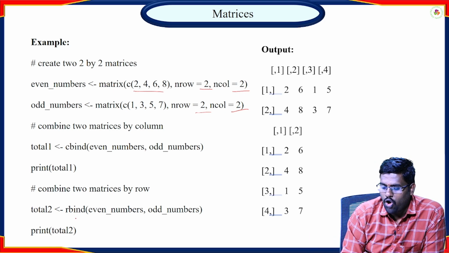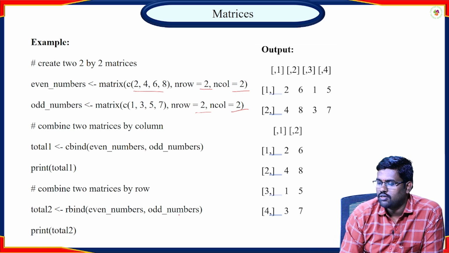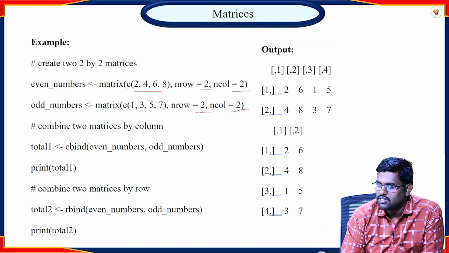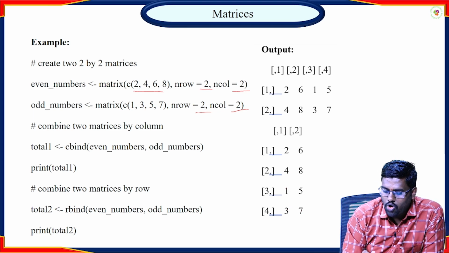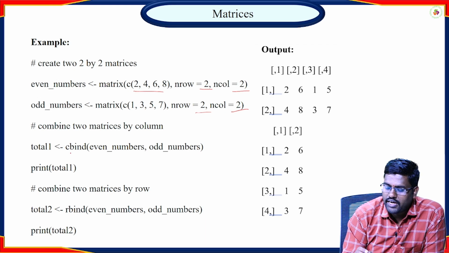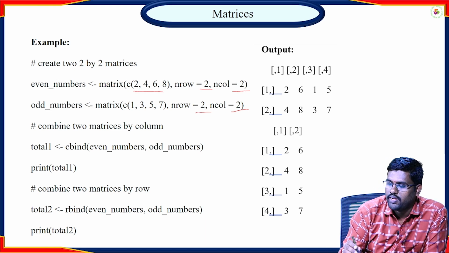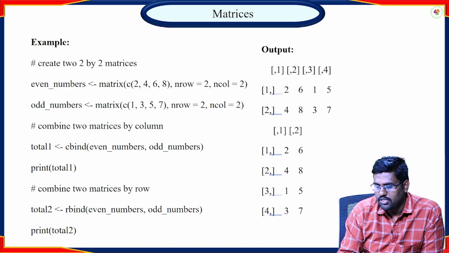Next, the same thing, cbind of even numbers comma odd numbers. So like this means column wise. First column finished, next second column finished, and next first column finished and second column finished. So first 2, 4, 6, 8 and next 1, 3, 5, 7. So like this column bind, cbind means column bind, rbind means row bind. So row wise, the column wise the values will be displayed. In this way we represent the matrices.